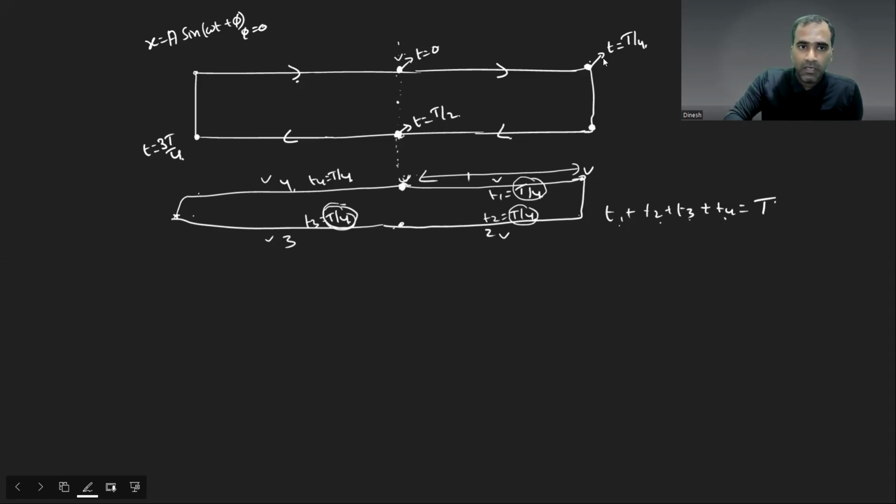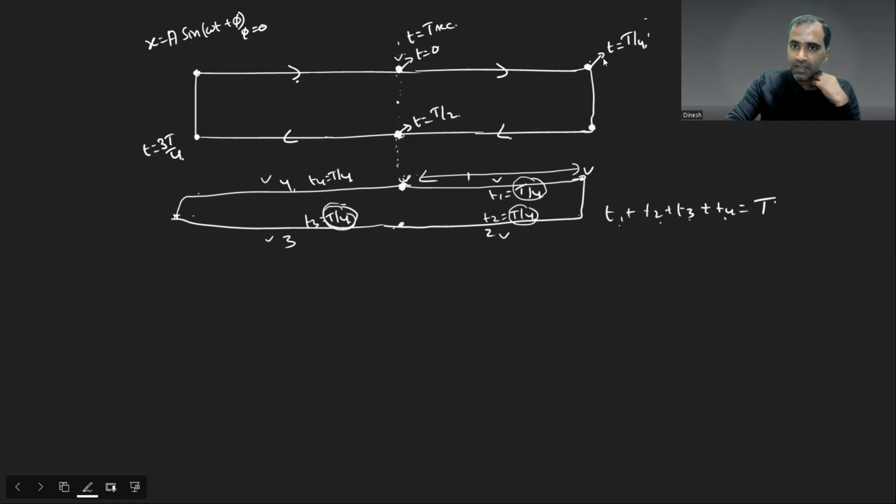From this point to this point, another T by 4 seconds will be taken. Time taken to go from this point to this point is another T by 4 seconds. So what is the total time taken to reach this point again? The particle will be again at this position after how many seconds? T seconds. Correct. Next, what is the next time after which it is here? At T seconds it is here.